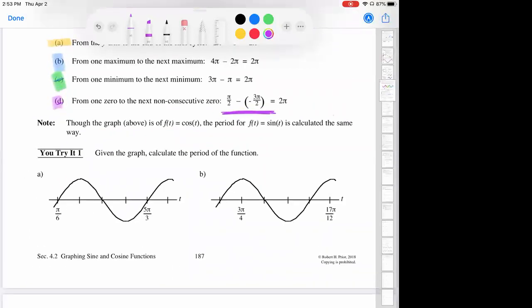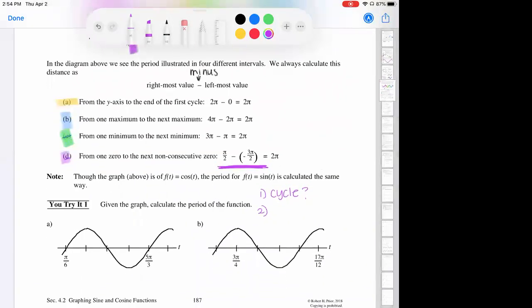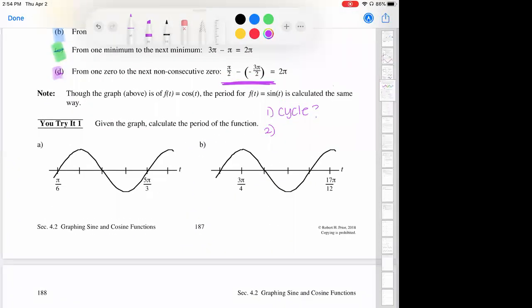Note, the graph above is on f of t equals cosine of t. The period for f of t equals sine of t is calculated the same way. So given the graph, calculate the period of the function. All right, so you have to first determine what is your cycle. You want to determine where you want to start and where you want to end. And from there, you want to pick your, we said it was rightmost minus leftmost. Right minus left.